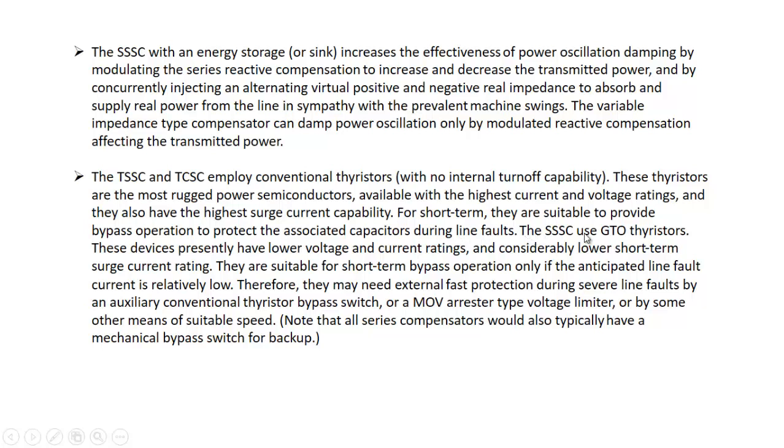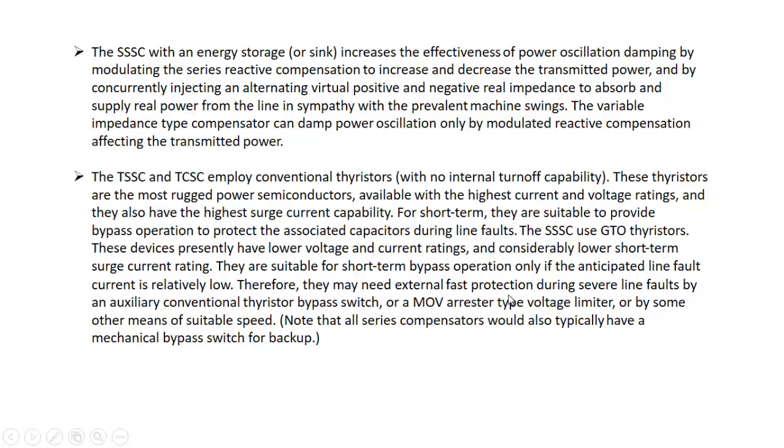The SSSC uses GTOs, that is, gate turn-off thyristors, which are fully controlled thyristors. These devices presently have lower voltage and current ratings and considerably lower short-term surge current rating. They are suitable for short-term bypass operation only if the anticipated line fault current is relatively low. If the fault current is high, because of their limited current capacity, they will not be suitable for short-term bypassing.